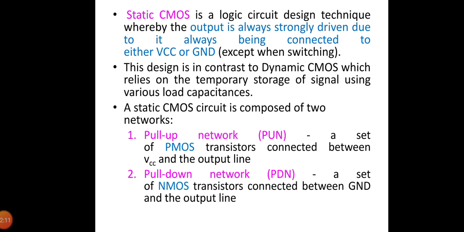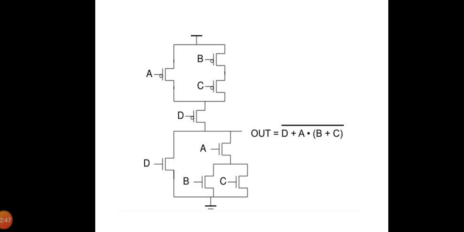Static CMOS is a logic circuit design technique whereby the output is always strongly driven, being always connected to either VCC or ground. This design is in contrast to dynamic CMOS, which relies on the temporary storage of signal values in the load capacitances. A static CMOS circuit is composed of two networks, a pull-up and a pull-down network. A pull-up network is nothing but a set of PMOS transistors connected between VCC and the output line. The pull-down network is a set of NMOS transistors connected between ground and the output line.